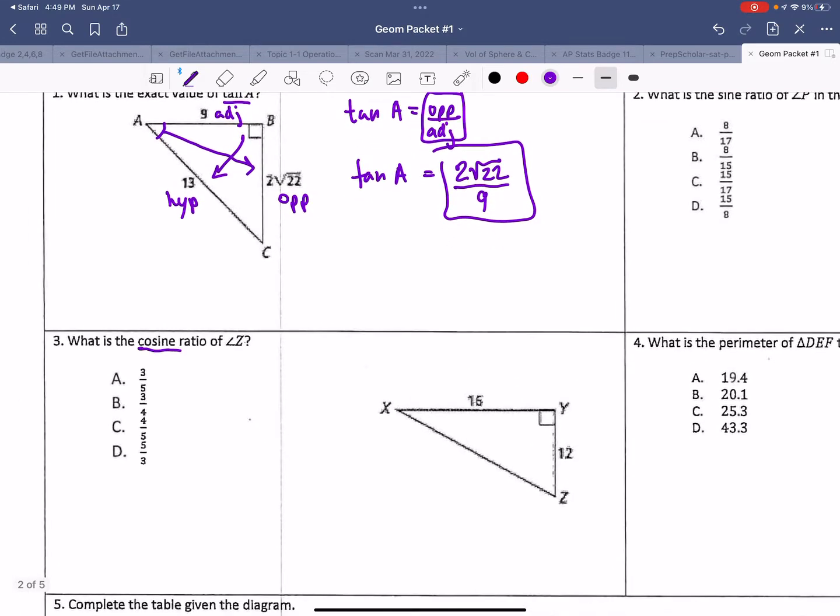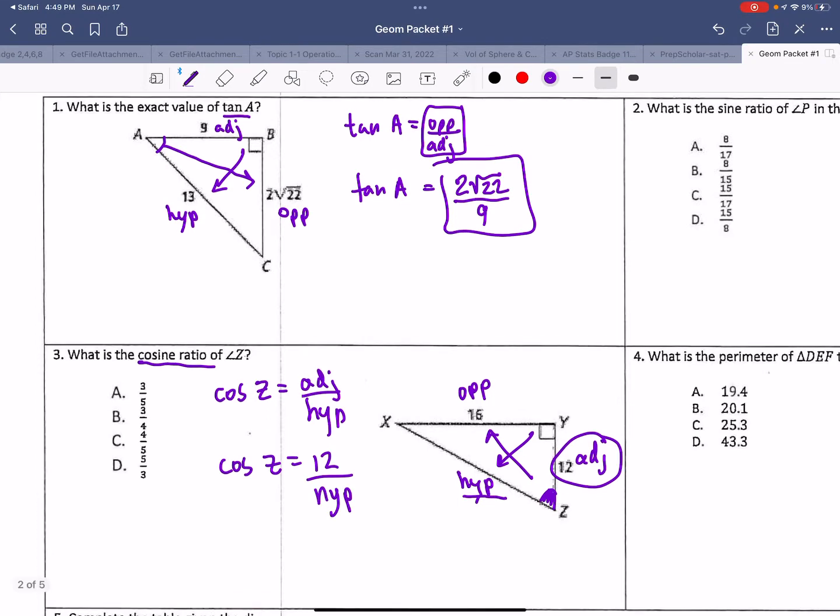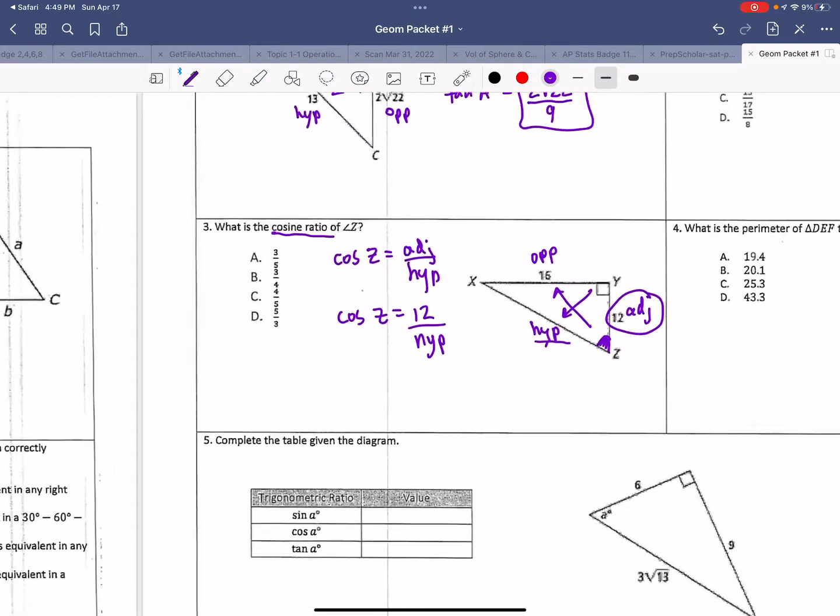Now, what next one do we have here? We've got, what is the cosine of Z? So we're going to highlight Z. We'll call this opposite, this hypotenuse, and this adjacent. We know the cosine is adjacent over hypotenuse. So the cosine of Z would be 12 over the hypotenuse. We got nothing for the hypotenuse, so we have to solve for the hypotenuse side.